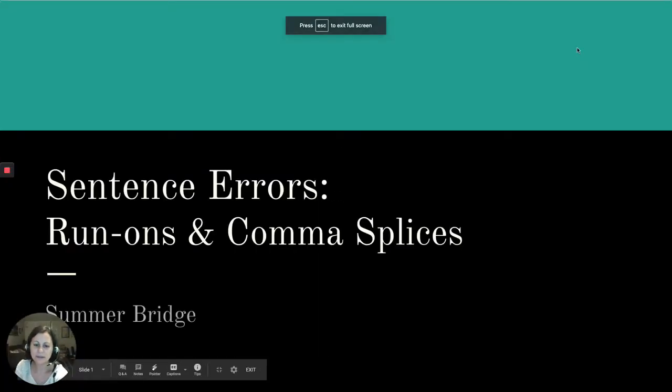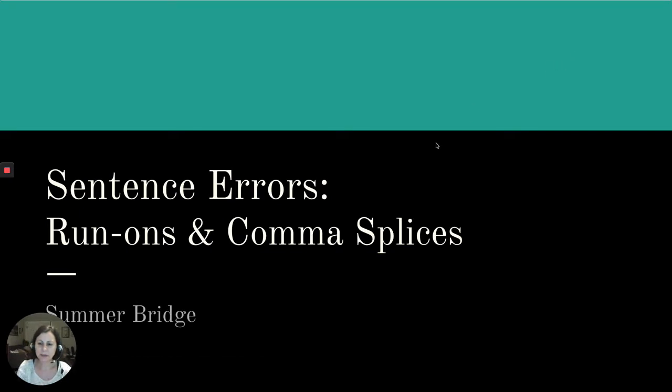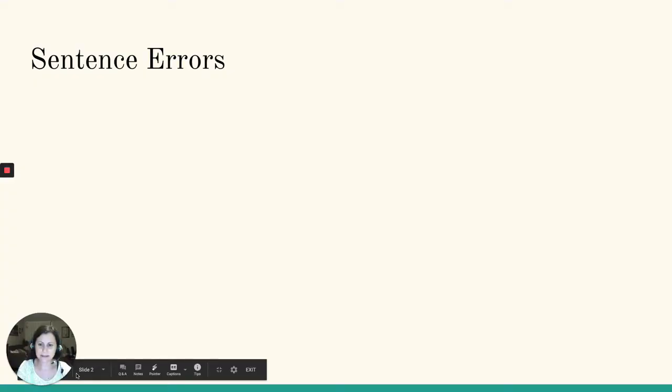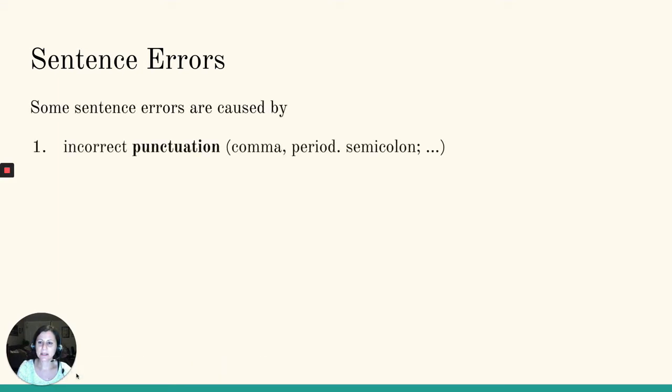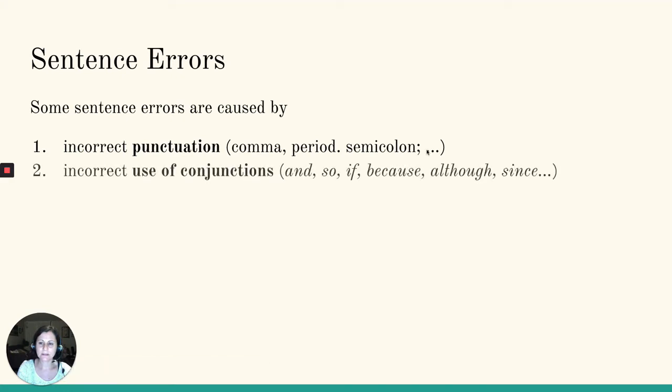Hi everyone! In this video, we'll be going over sentence errors, run-ons, and comma splices. Some sentence errors are caused by incorrect punctuation. Maybe you're not sure how to use a comma, a period, or a semicolon. Or maybe there is an incorrect use of conjunctions. You're not sure how to use and, so, if, because, although, since.